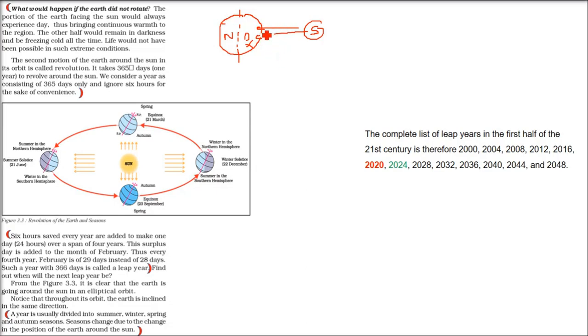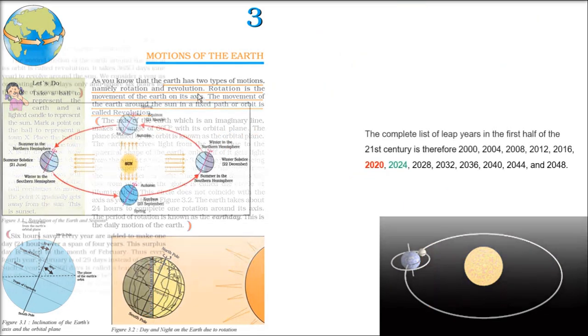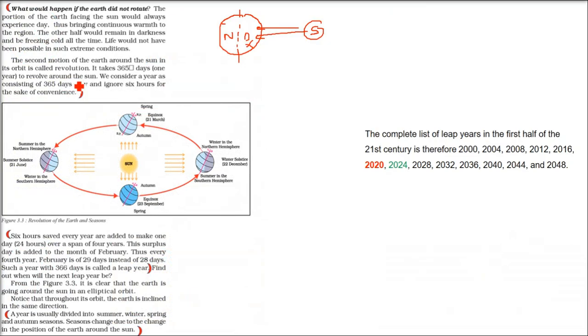So the day and night happen because of this rotation. As I'm saying, this earth is going and coming again. So it is taking 365 days. How much does it take? 365 days. And this is called 1 year. After 365 days, we celebrate New Year.